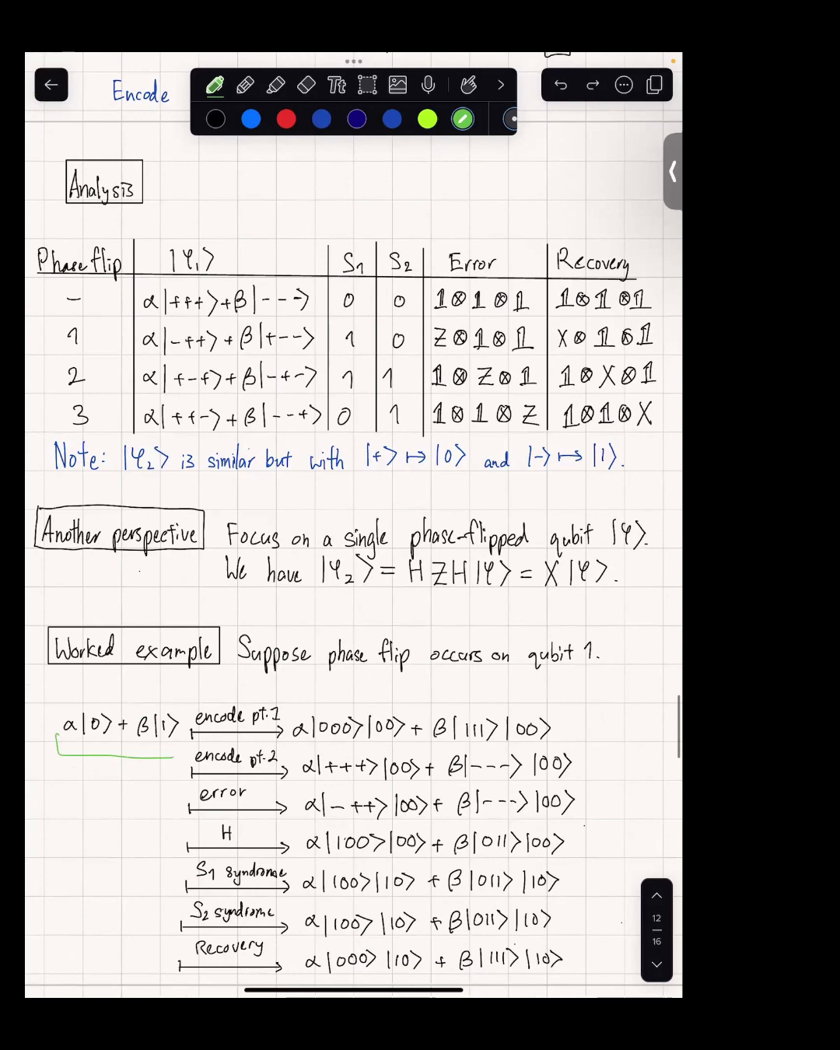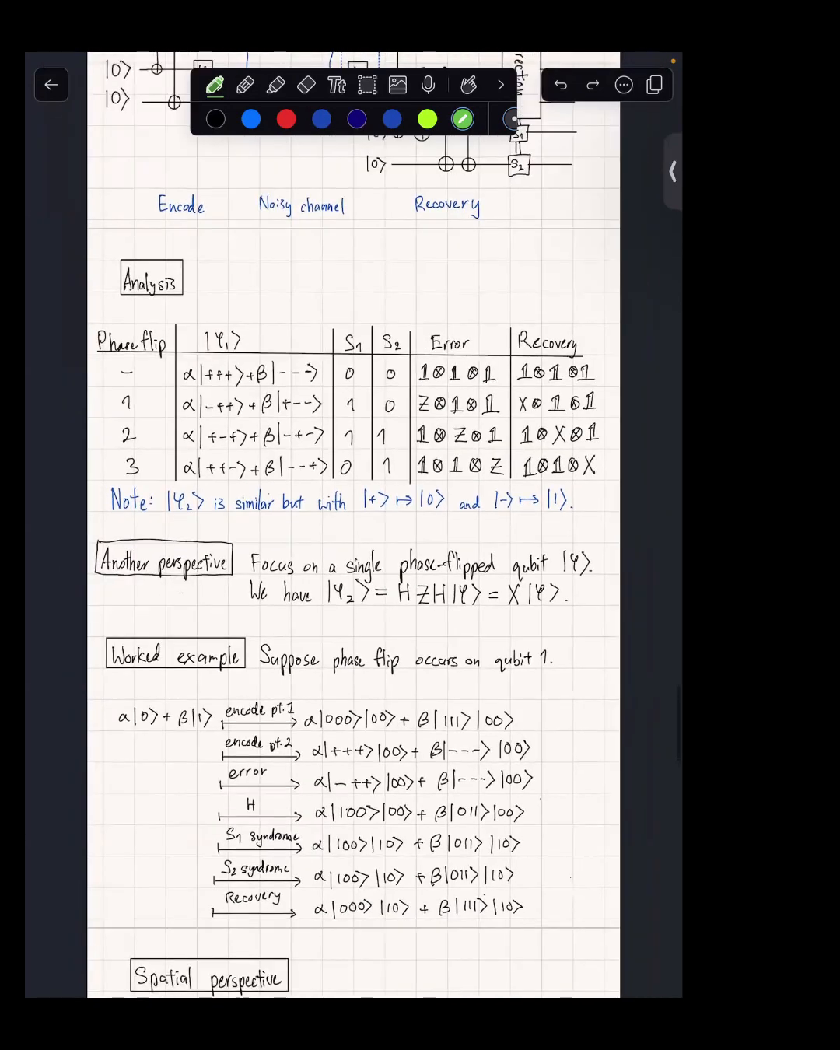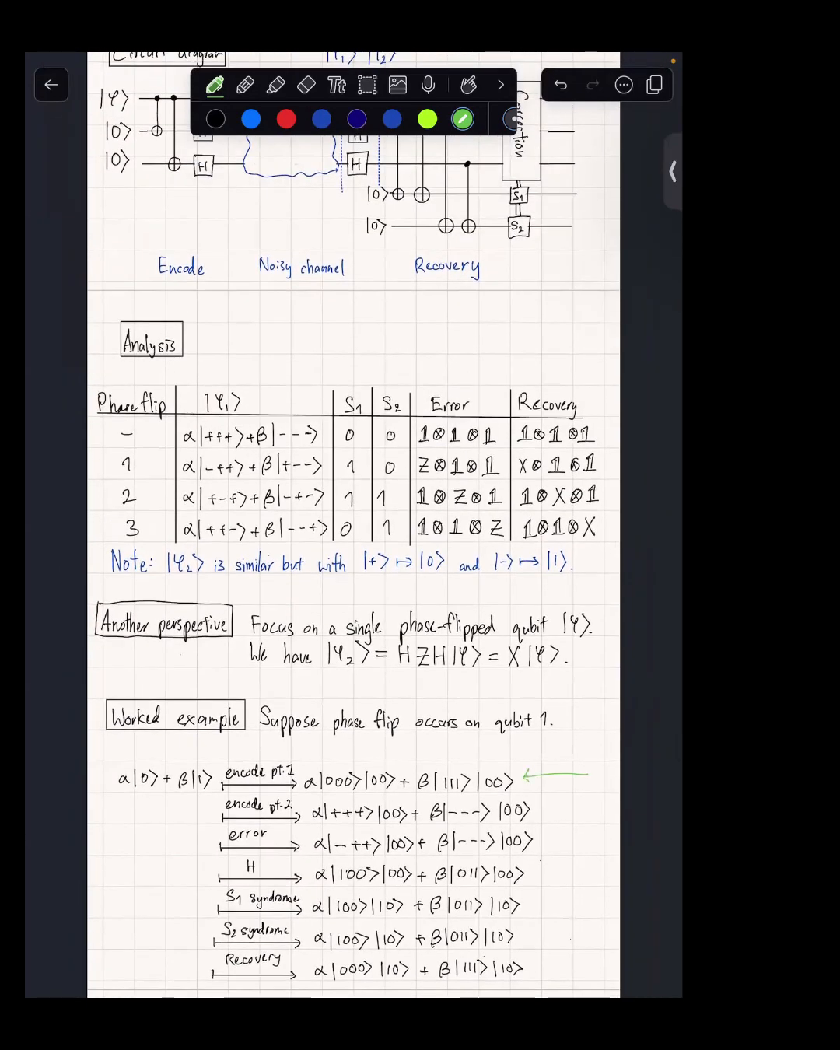Let's say we start with this arbitrary qubit, alpha 0 plus beta 1. And suppose that when we send it through the noisy channel, a phase flip occurs on the first qubit. Let's just walk through each step. First, we encode the qubit into this. We basically do the same entanglement and get alpha 000 plus beta 111. Now we apply a Hadamard gate before we send it through the noisy channel.